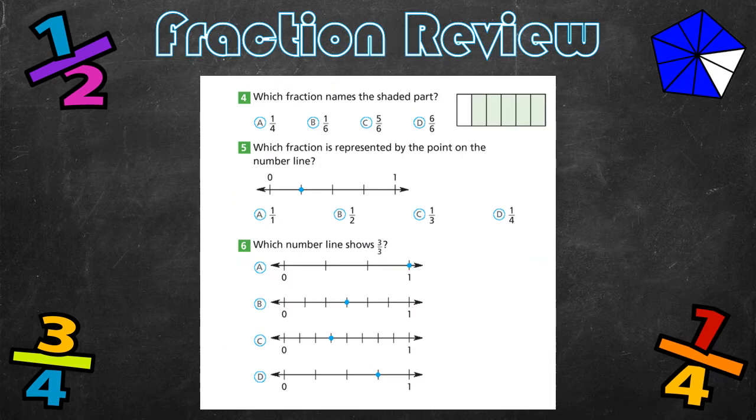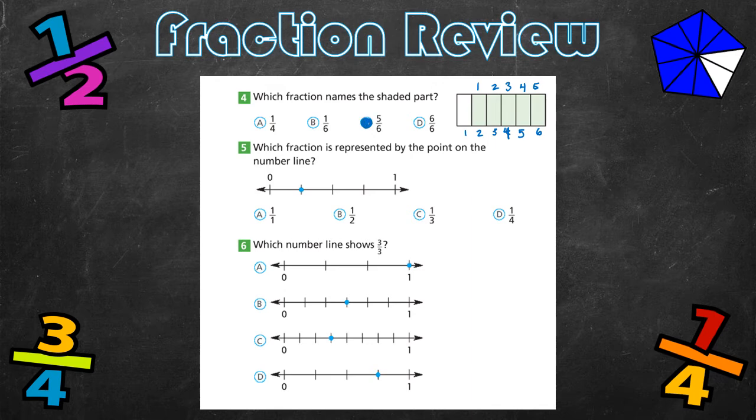Number 4, which fraction names the shaded part? We could start with our numerator or denominator. I'm going to count the shaded parts above, and I'm going to count the total parts below. So the shaded parts, I have 1, 2, 3, 4, 5 shaded parts. And in order to make the entire rectangle, I have 1, 2, 3, 4, 5, 6. So my shaded parts are 5/6. 5 parts out of 6 are shaded.